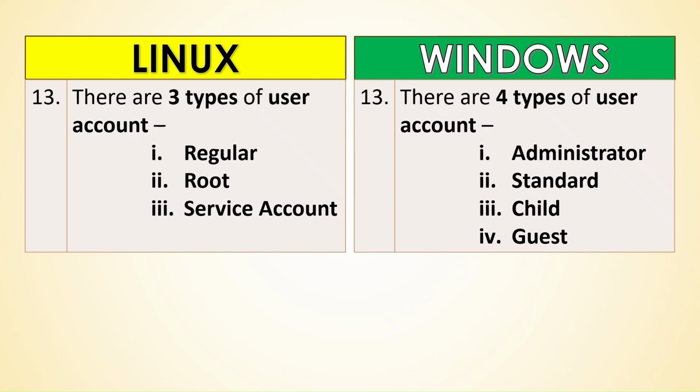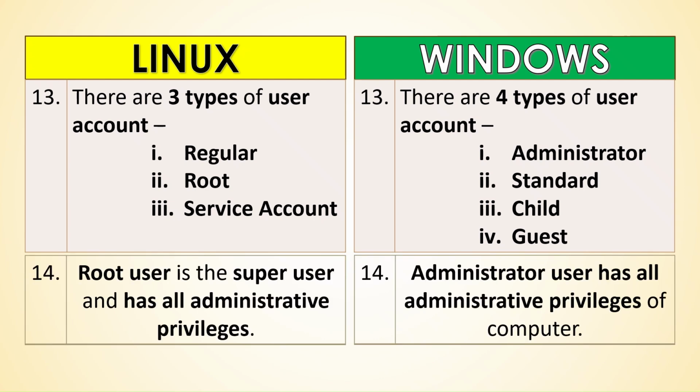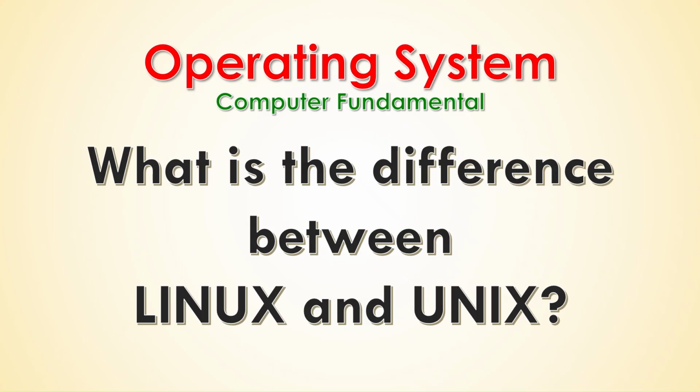There are 3 types of user accounts in Linux: regular, root and service account. There are 4 types of user accounts in Windows: administrator, standard, child and guest. Root user is the super user and has all administrative privileges. Administrator user has all administrative privileges of the computer. What is the difference between Linux and Unix?